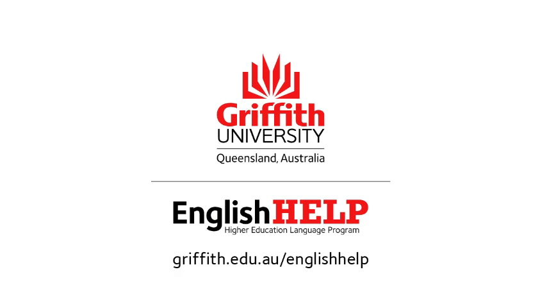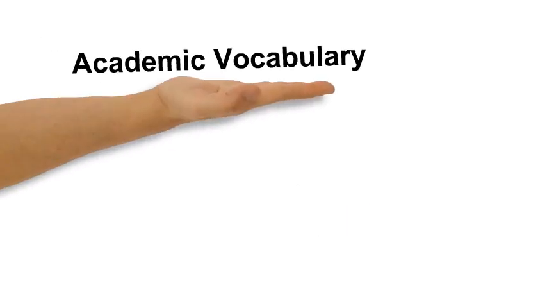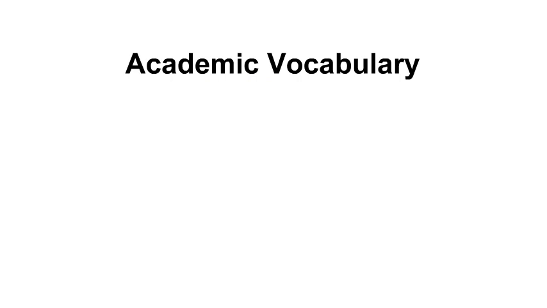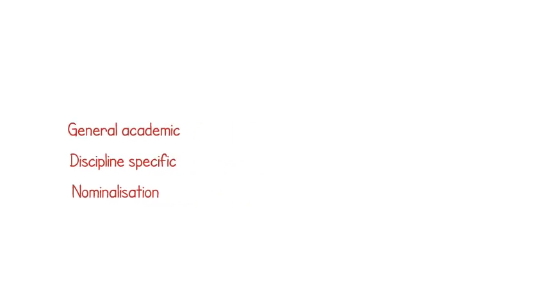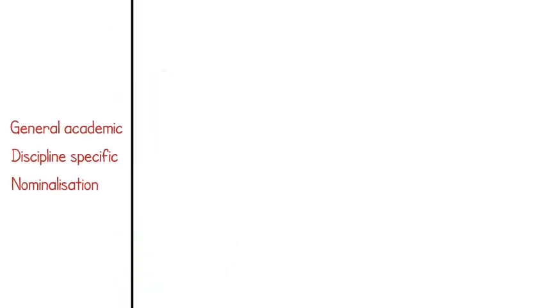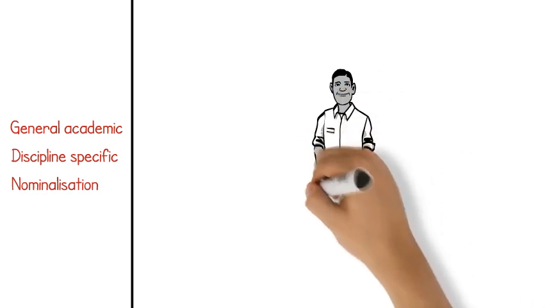In this video, we will introduce you to three important aspects of academic vocabulary: general academic vocabulary, discipline-specific words and phrases, and nominalisation. Before looking at this video, you might like to watch the video on vocabulary in the Essential Grammar section.